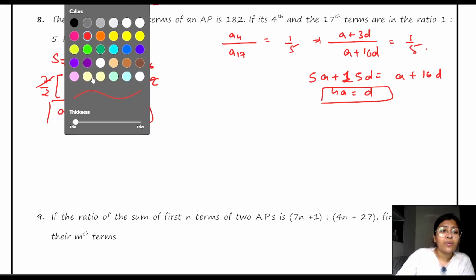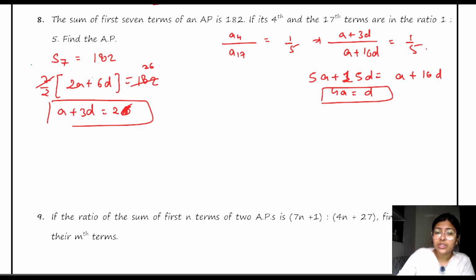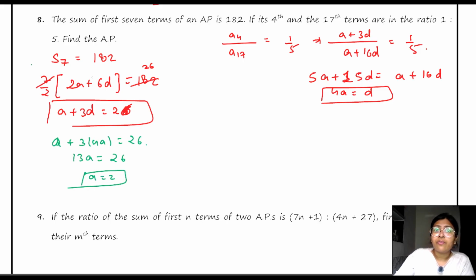Okay, now solving these two equations, instead of d we can write 4a. So a plus 3 into 4a is equal to 26. So it will be 13a is equal to 26. The value of a is 2. Yes, we got the value of a. So the value of d will be 8. This is clear to you, learners? Yes, so the value of d is equal to 8.